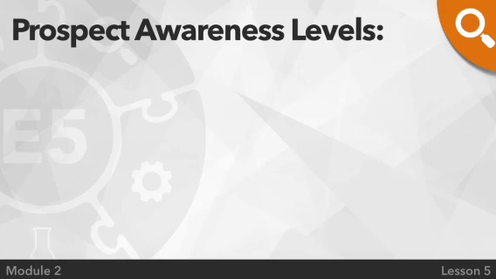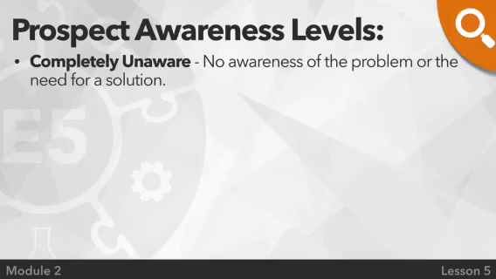So the first level of prospect awareness is what we call completely unaware. These are your prospects that have no level of awareness whatsoever of the problem that your product or service solves, that your product or service addresses, and they have no awareness whatsoever of the need for any kind of solution. Right? So these are individuals that fall within your marketplace that have no awareness, no thought of any kind of problem. And therefore, because they don't see that they have a problem, they have no need or thought or awareness of the different solutions out there.